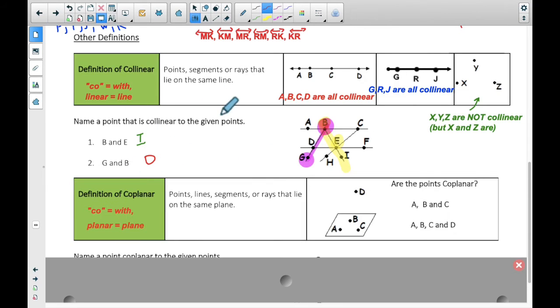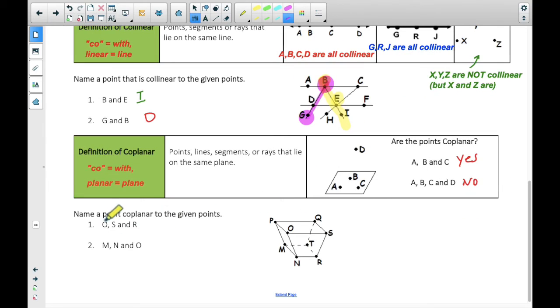So we have collinear. We also have something called coplanar. Co meaning with again, and planar is referring to the plane. So those are things that are on the same plane. It's kind of like if you've got a plate out there and these are things sitting on the plate. Kind of like that. So are the points coplanar? Let's take a look. A, B, and C, are they coplanar? Yes, because they're all on the same plane together, kind of like on the same plate together. All right, are A, B, C, and D coplanar? No. D is way up here. It's not on the same plane. We would have to draw a different plane for it.